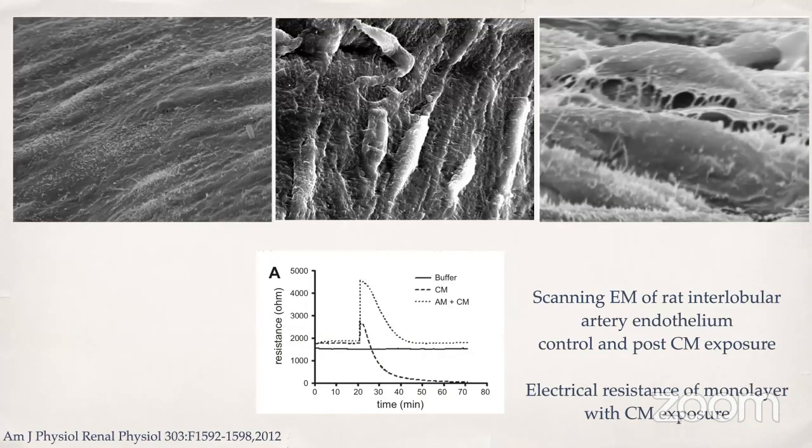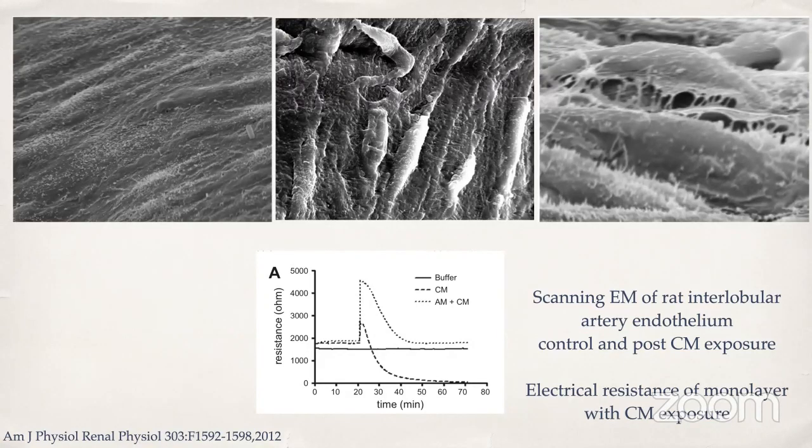So on the panel on the left, you see an endothelial monolayer from a rat interlobular artery, looking nice and having the cell body stretched out along the direction of arterial blood flow. On the center and the right is that endothelial monolayer after exposure to contrast. And certainly those endothelial cells don't look nearly as happy as they did before contrast exposure. On the bottom is an indication of change in vascular integrity.